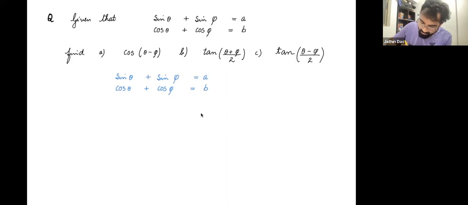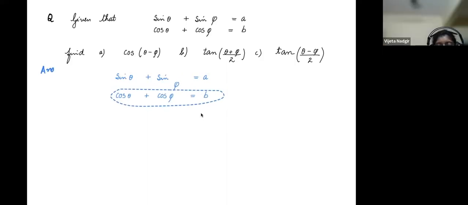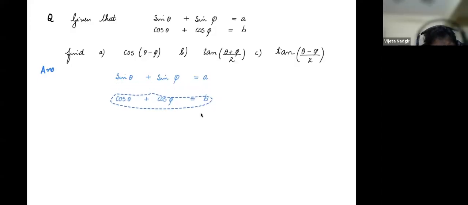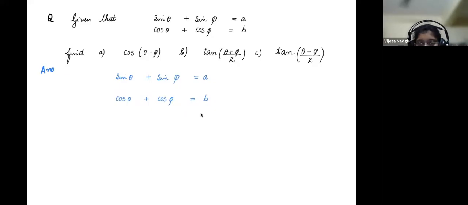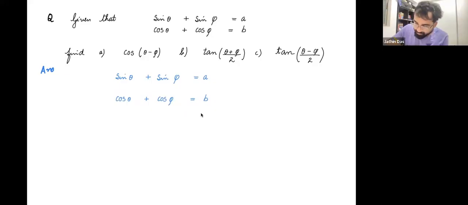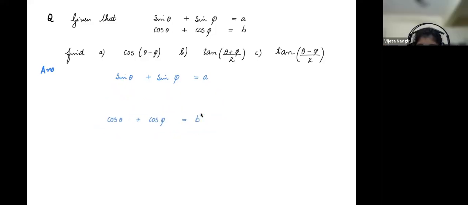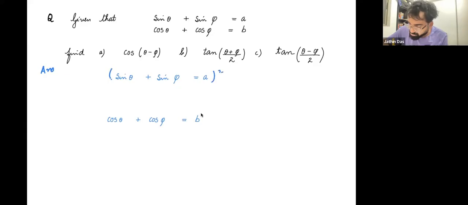What is the first thing you thought? That sine theta plus sine phi is equal to a, and cos theta plus cos phi is equal to b. I squared the whole equation, and then I added the two equations. Very good, because you know that you will get 2 sine, 2 cos.